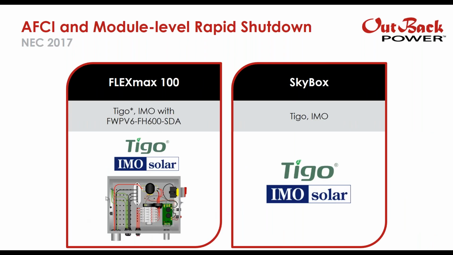All right, so for NEC 2017 code cycle, like I said, we do not recommend the FM60 or 80 since it is a little expensive. We do recommend the FlexMax 100, and this is with the FlexWare PV6 FH600 SDA. So this is the same combiner box that you would see in the ICS Plus, along with a rapid or module level rapid shutdown solution. So we've tested with one of the products from Tigo, and then we have also tested with the IMOFire Raptor. And with SkyBox, we have only the module level rapid shutdown is needed to meet the NEC 2017 requirement.